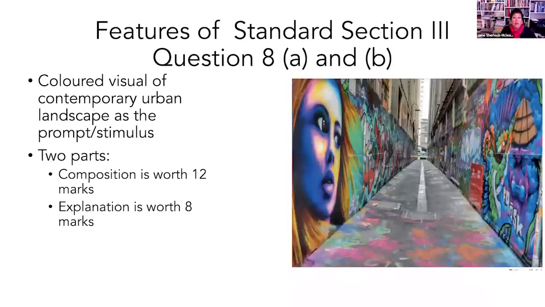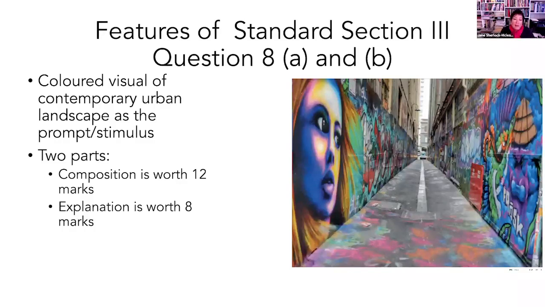So we've got the coloured visual of a contemporary urban landscape. I've spoken to some students and they've said to me they think it's a shot of Melbourne. And I actually did look for it, and I think it is a shot of Melbourne. But it clearly is not a country town, is it? It's clearly not an outback area. It does have that sort of contemporary urban look to it.